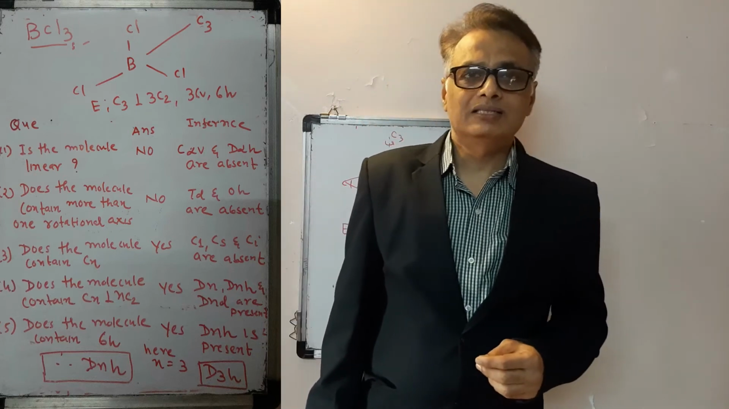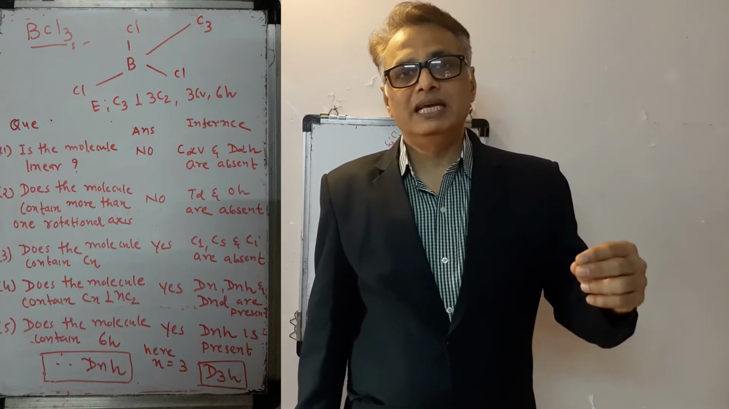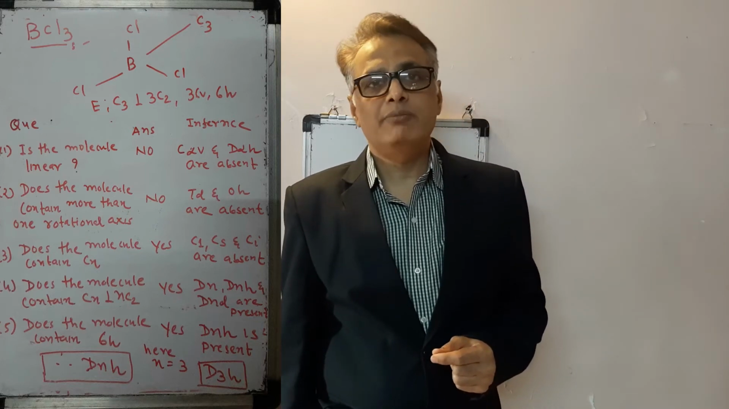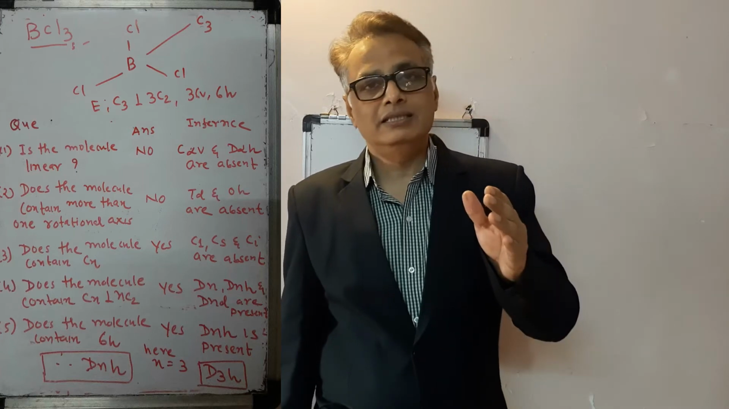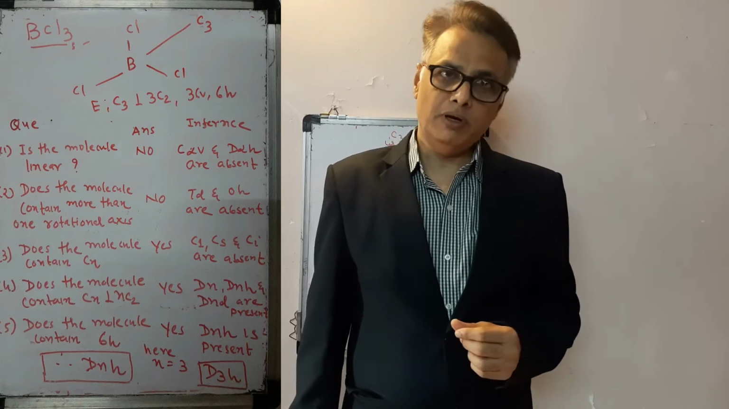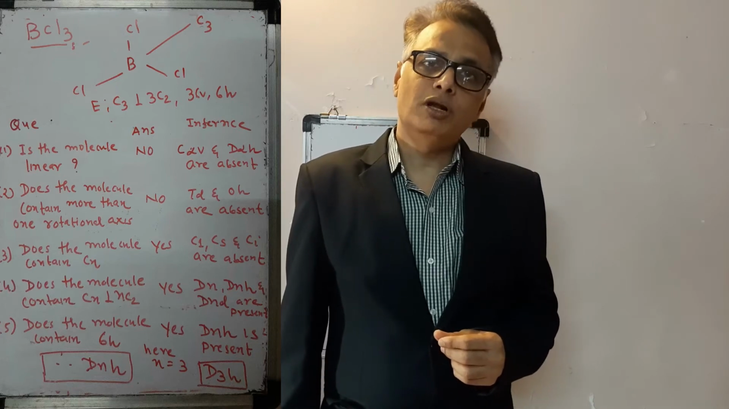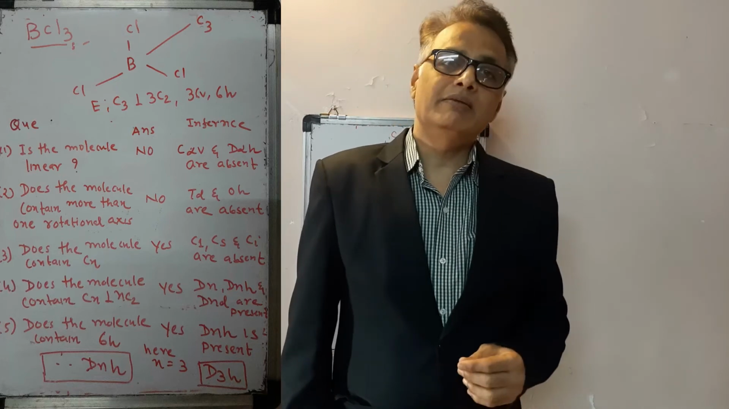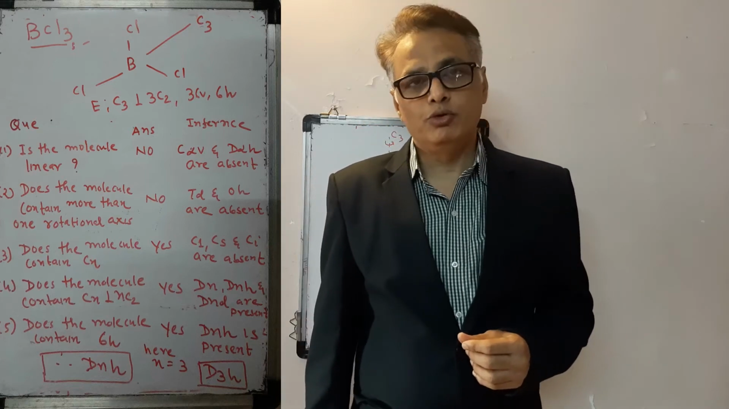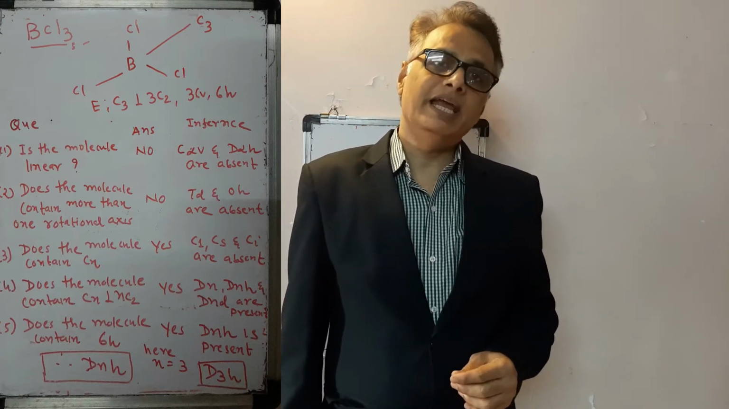Third question: does the molecule contain a Cn axis? Answer is yes. That means C1, Cs and Ci are absent. Next question: does the molecule contain n C2 axes perpendicular to the Cn axis? Answer is yes, and therefore it may have Dn, Dnh or Dnd point group. Next question: does the molecule contain a horizontal plane of symmetry? Answer is yes. That means Dn and Dnd are absent, and therefore it has Dnh point group. Here n is equal to 3, and therefore the point group of this molecule is D3h.